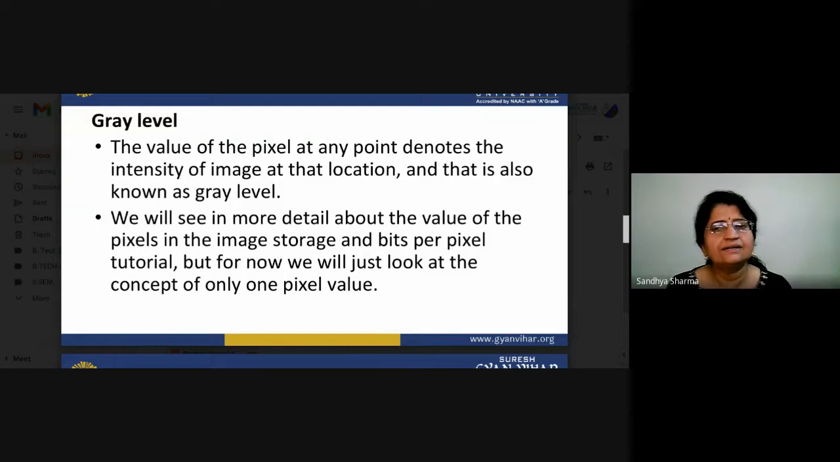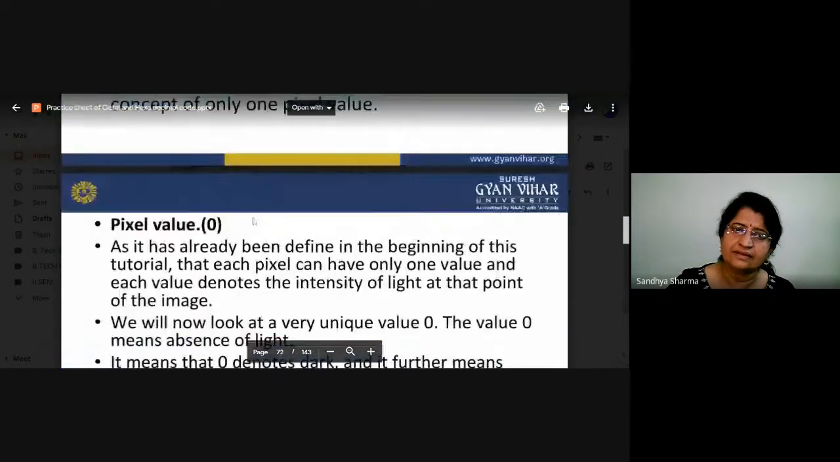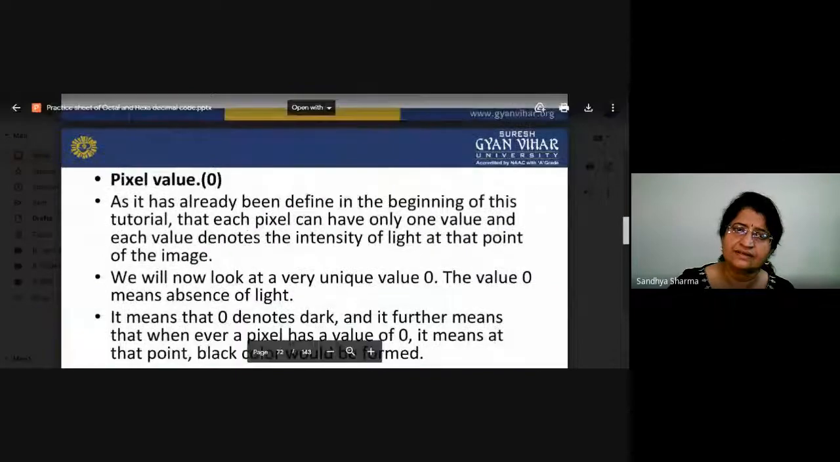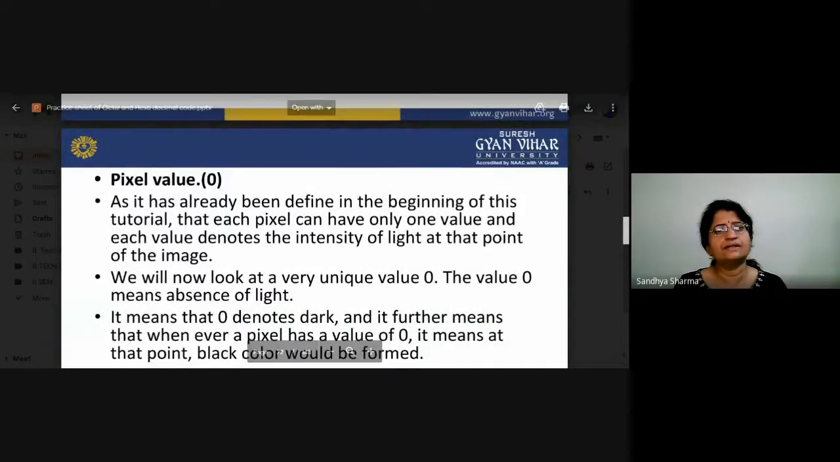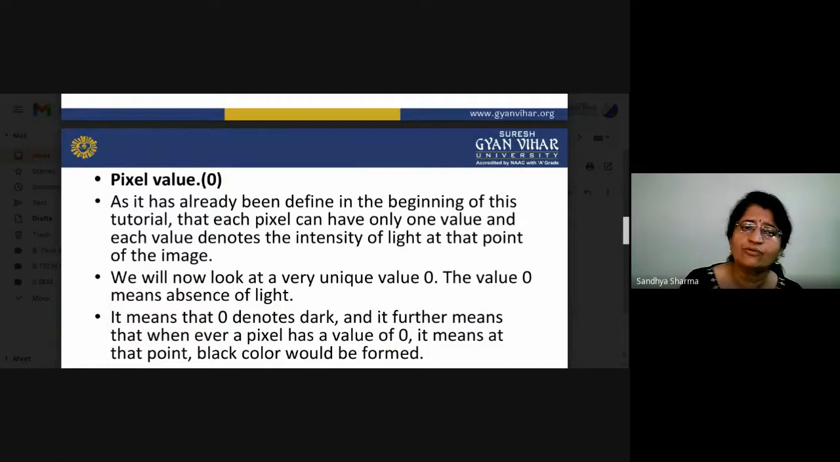We can see the value of the pixel in the image storage and bits per pixel tutorial. We can also discuss this in our tutorial, where we can see what the value is. Suppose pixel value is 0. We have already defined that each pixel can have only one value, and each value denotes the intensity of light at that particular point, and that is the gray value. Okay, so a very unique value.